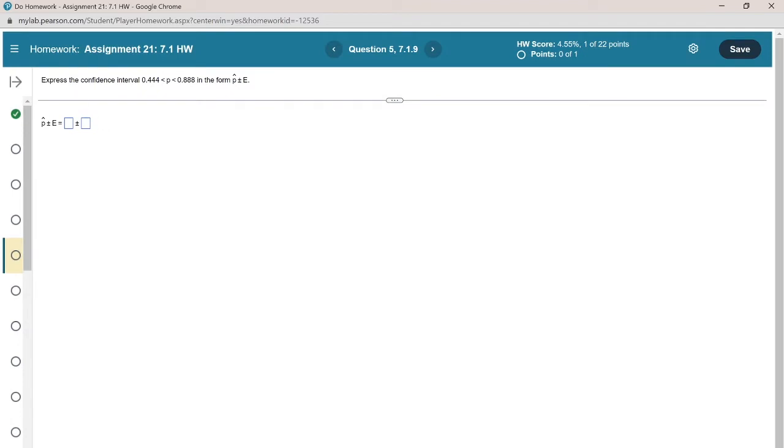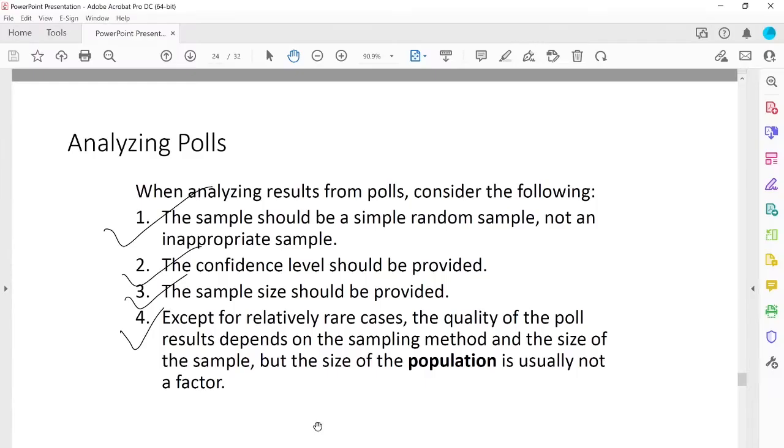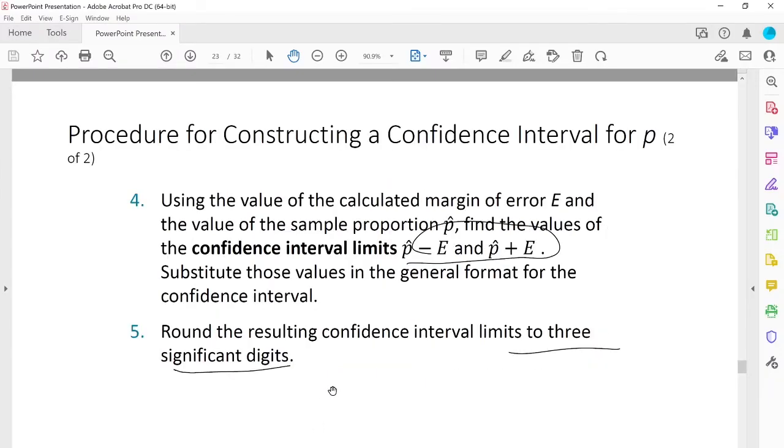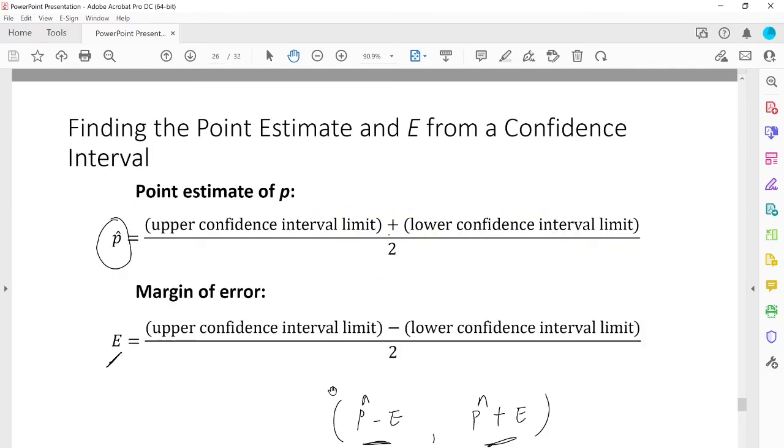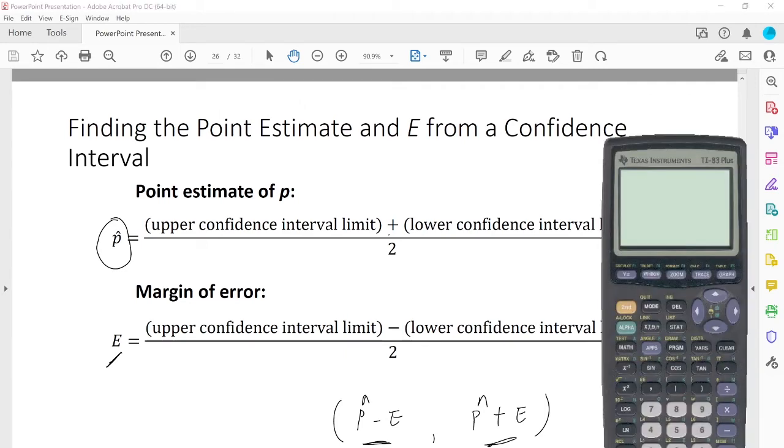Express the confidence interval. This is the confidence interval we have been given, and we would like to express it as p hat plus or minus e. As you can see, we can find p hat by adding the upper confidence limit plus the lower confidence limit divided by 2, and then we can find the margin of error, which is the upper confidence limit minus the lower confidence limit divided by 2. So I'm going to do the same thing here.